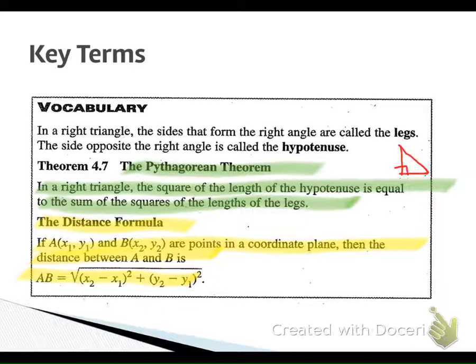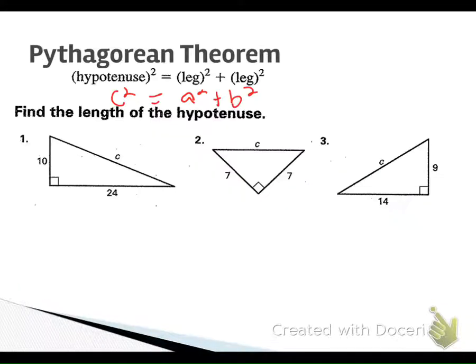So our first one up is the Pythagorean Theorem. In a right triangle, the square of the length of the hypotenuse is equal to the sum of the squares of the legs' lengths. We've seen this symbol before, but I'll draw it out with a triangle. You see that that's the right angle there. C is your hypotenuse. A and B are your legs. So A squared plus B squared equals C squared. Remember, your hypotenuse is the side opposite of the right angle. It's the longest side in a right triangle.